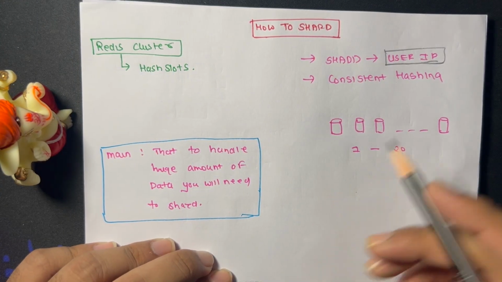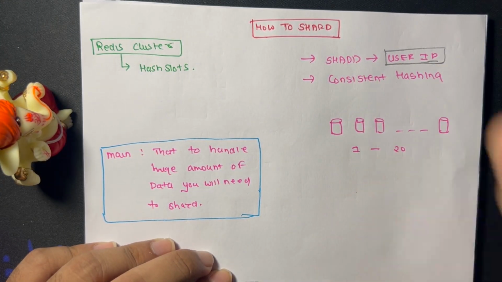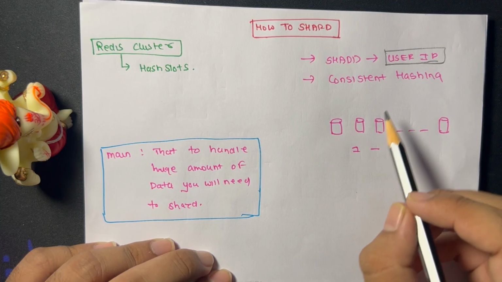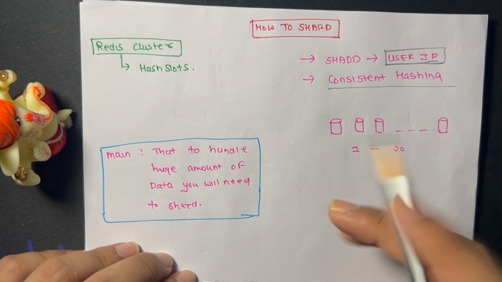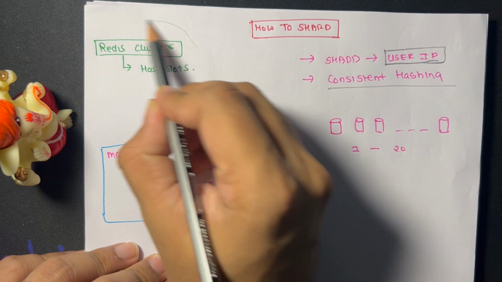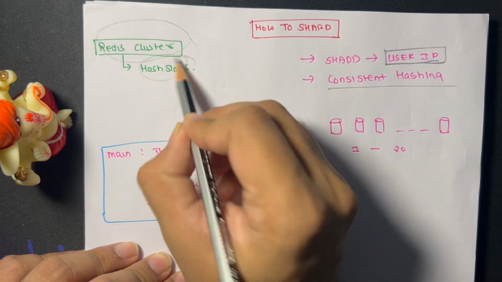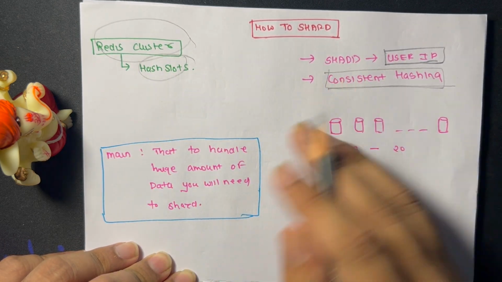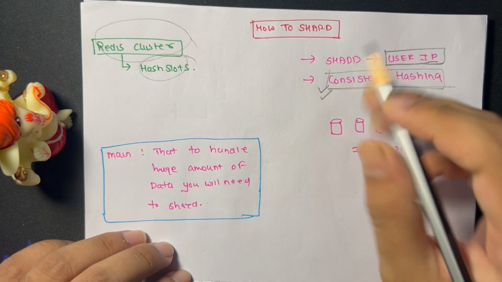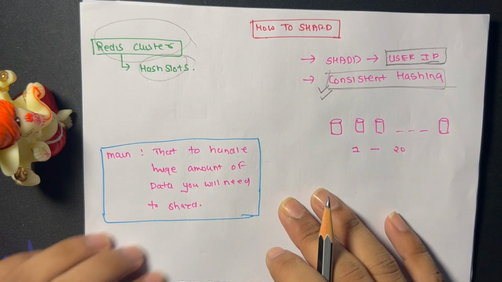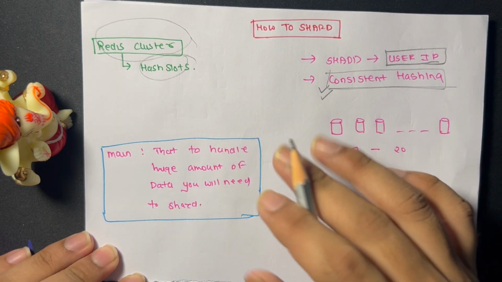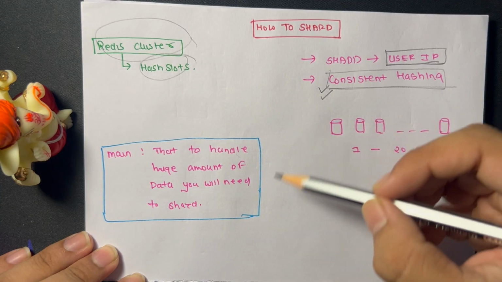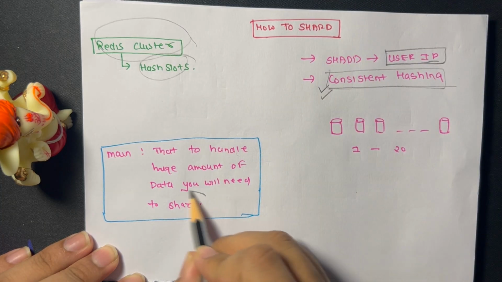So how to shard the data? We can shard on the basis of the user IP or the user ID and then apply consistent hashing. But when you are using Redis, we can just use a Redis cluster. It uses hash slots to do all the work of consistent hashing. You don't need to apply the consistent hashing logic when you are using a Redis cluster. The main thing you need to tell in an interview is that when you are handling such a large amount of data, you will need to shard the data.